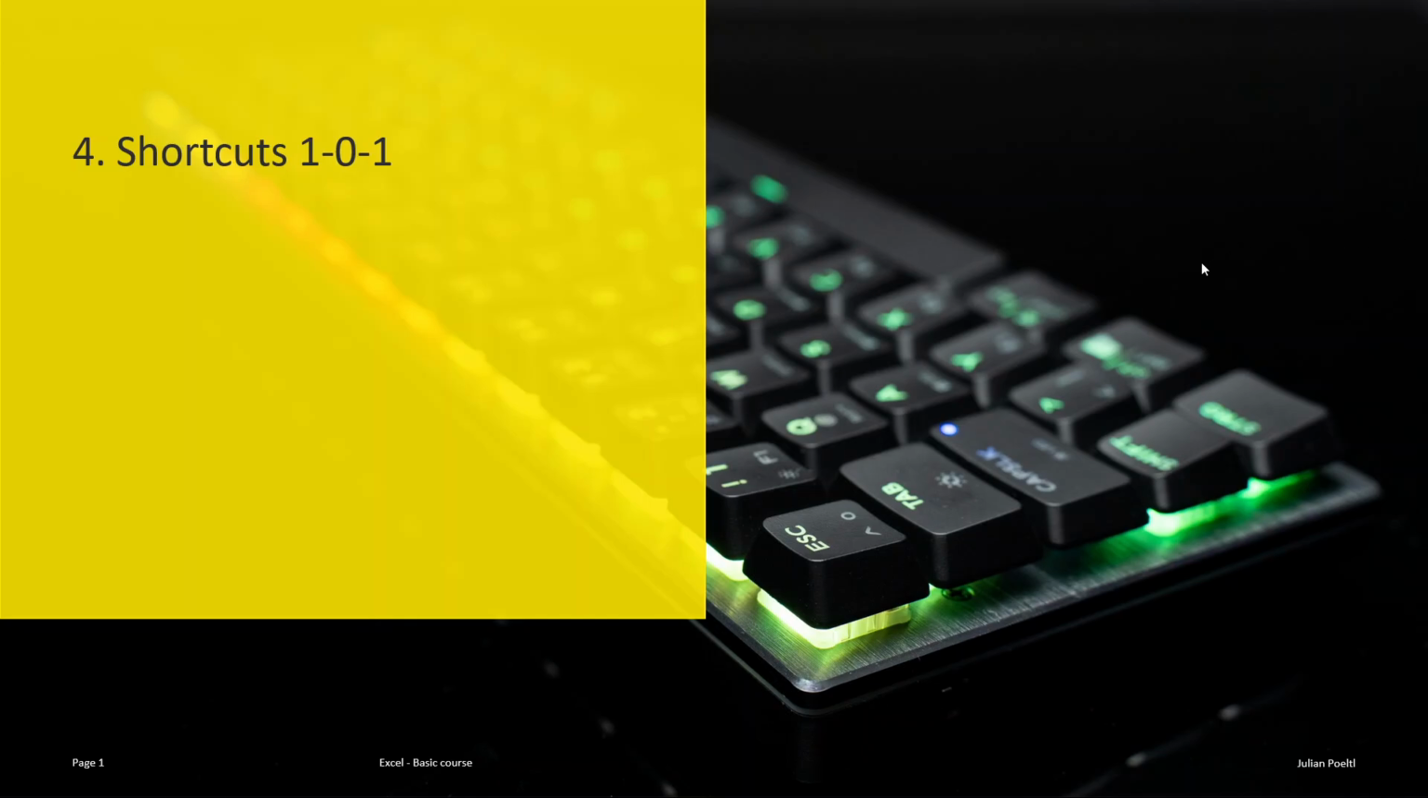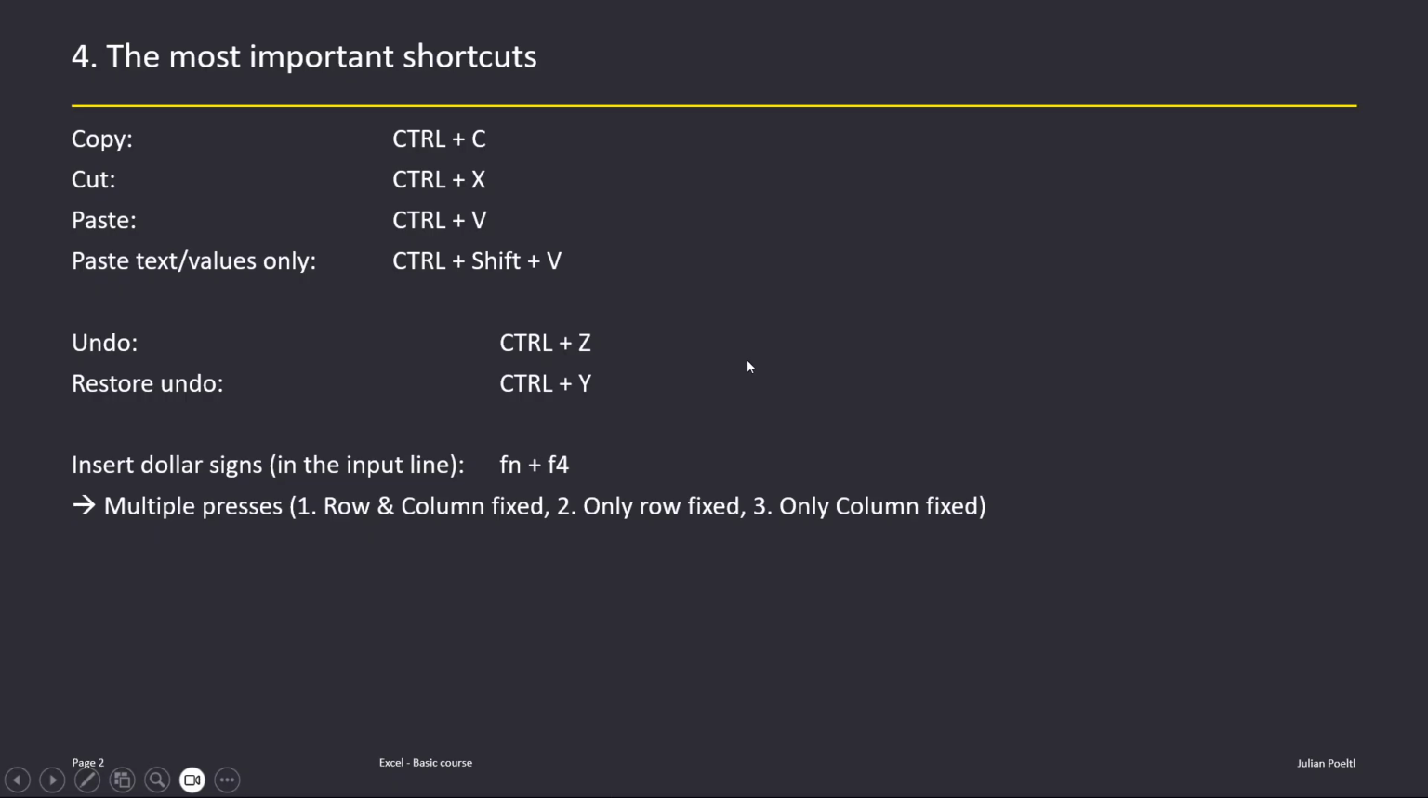So, welcome to this next course part about the basic shortcuts, or shortcuts 101. Excel has a lot of shortcuts. We will go over them in the advanced course. But for the basic course, you will only need to know how to copy with Control C, how to cut, so you want to copy but don't want to have it in the starting cell anymore, with Control X, and how to paste with Control V.